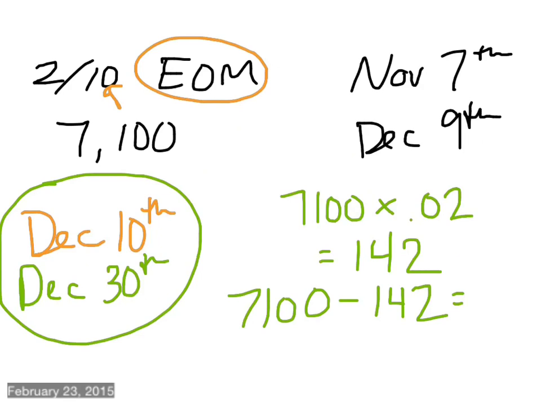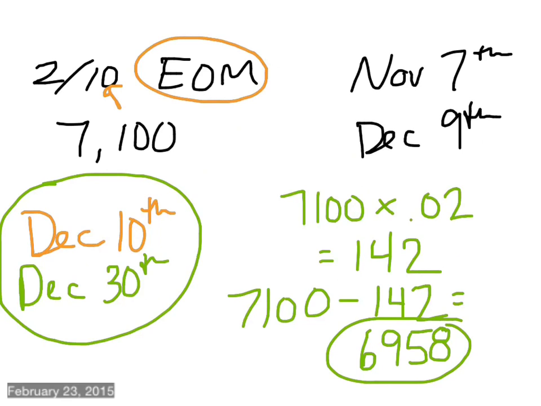What's 7,100 minus 142? $6,958. Okay? Now, keep this in mind. When we get down to the charts and whatnot, when it says 10 EOM, what if they would have paid it on December 11th? Would they have got the discount? No. They didn't pay it within the discounted time. They paid it off before it was due, but they did not get the discount. So keep that in mind that you need to be careful.